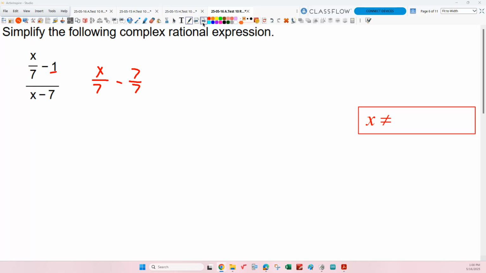Technically there's an invisible 1, so we can multiply top and bottom by 7 to get 7 over 7, over x minus 7. There's also a little 1 down there. That'll be helpful to us. Okay, what do I do next?